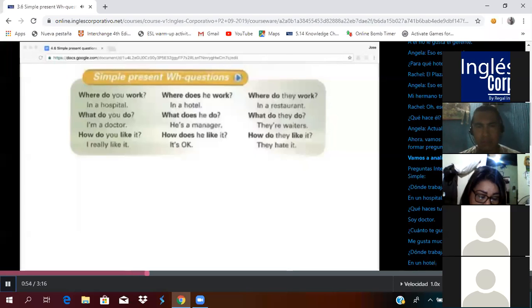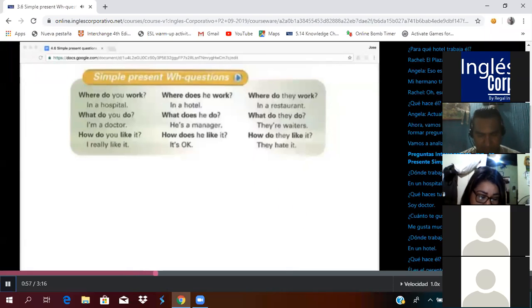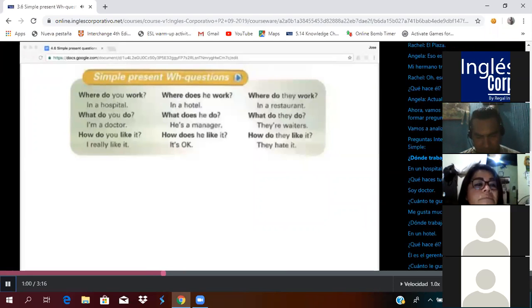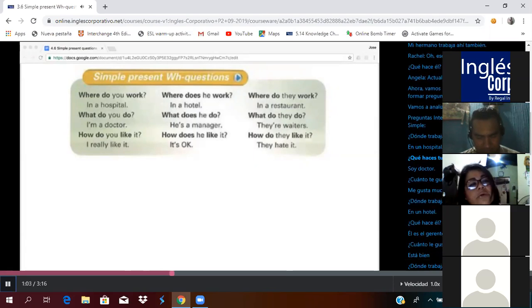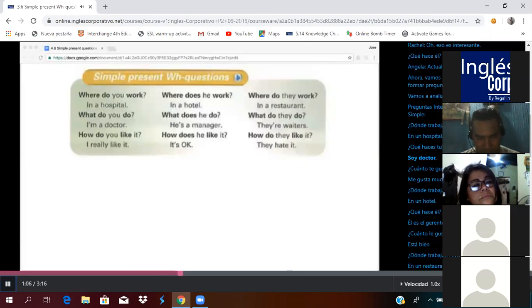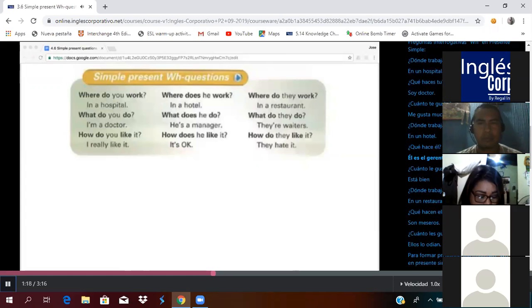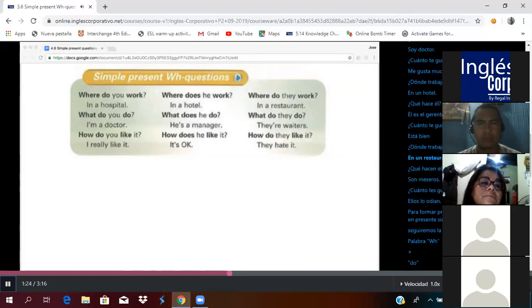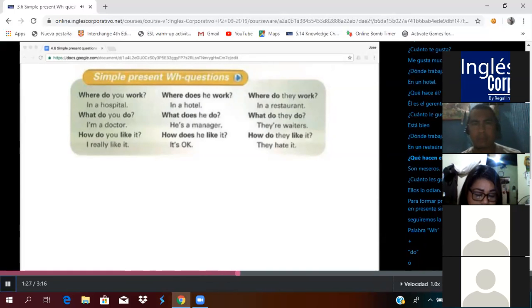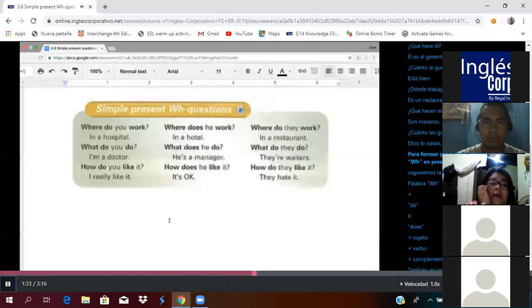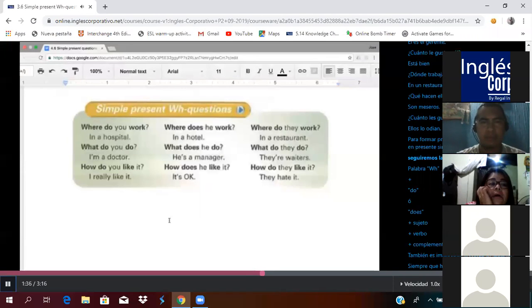Now, let's try to understand how to form simple present questions. Let's analyze the examples on the chart. Simple present WH questions. Where do you work? In a hospital. What do you do? I'm a doctor. How do you like it? I really like it. Where does he work? In a hotel. What does he do? He's a manager. How does he like it? It's okay. Where do they work? In a restaurant. What do they do? They're waiters. How do they like it? They hate it. In order to form simple present WH questions, we will follow this next formula.